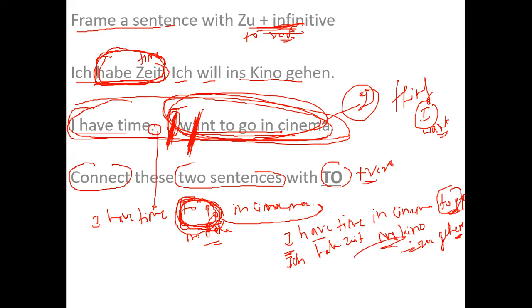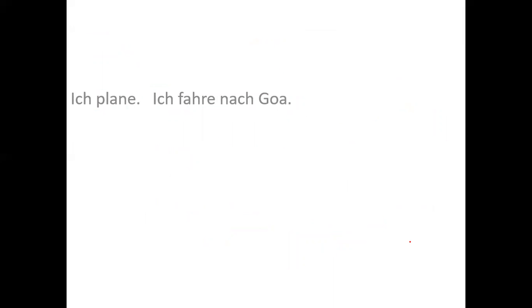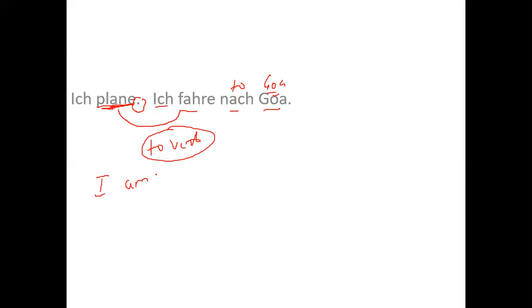Now let's take the next example of it. It says ich plane. Ich plane is I am planning, and then there is a full stop for you, and it says ich fahre, I am traveling nach Goa, I am traveling to Goa. So if I need to connect these two sentences with the help of to plus verb, what will be the English of it? It will be I am planning, then there is a comma for you. I am planning to travel to Goa.